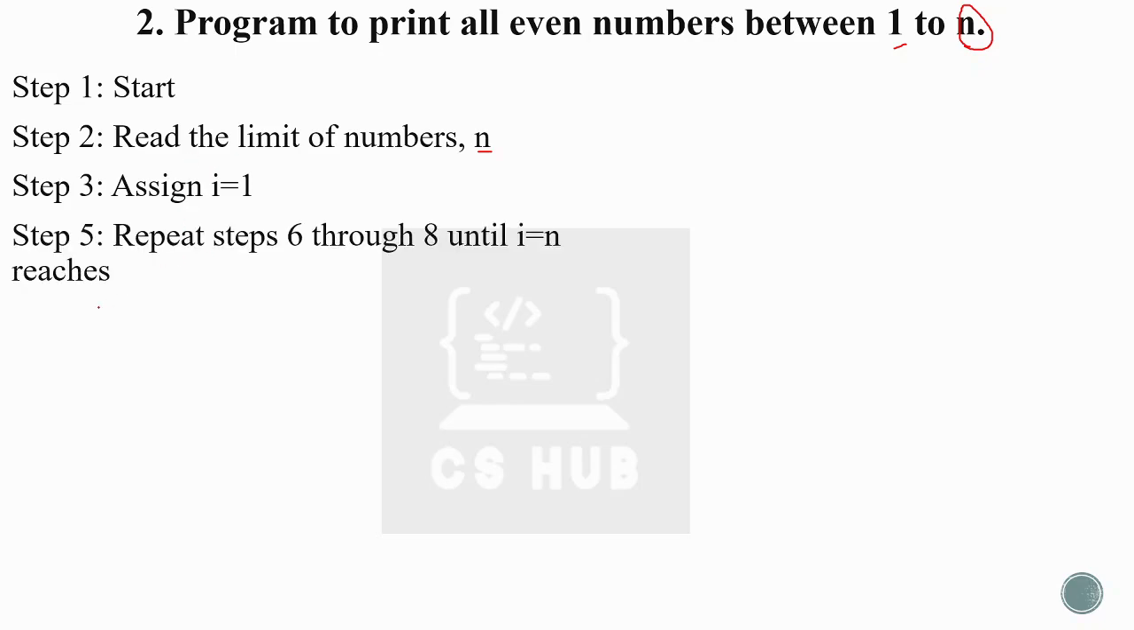Then this is a loop. This is how we can implement a loop in an algorithm. Repeat steps 6 through 8 until I equals n. We have assigned I the value 1, so now I is equal to 1. Then we are going to repeat our steps from the next step onwards, until the value of I reaches our limit n. So we are going to repeat steps 6 through 8, that is 6, 7, 8.